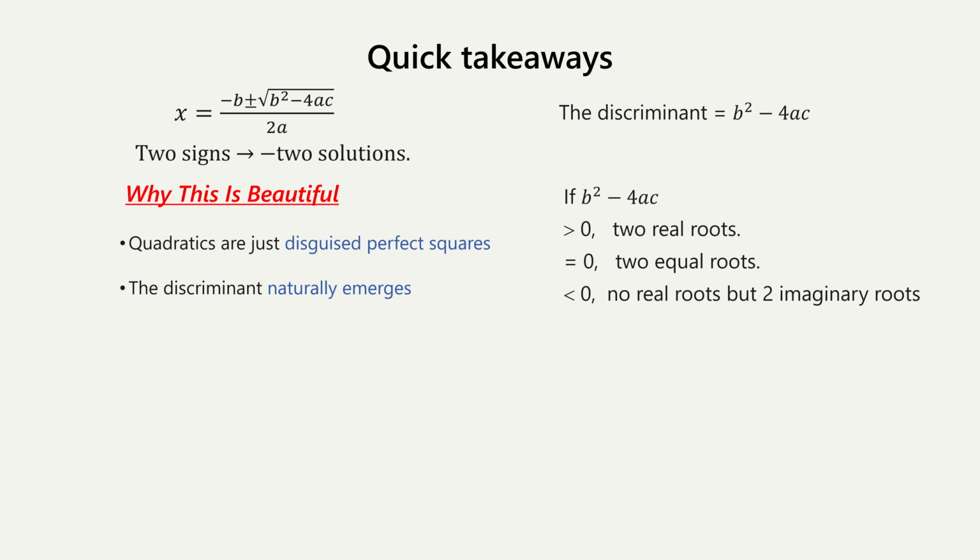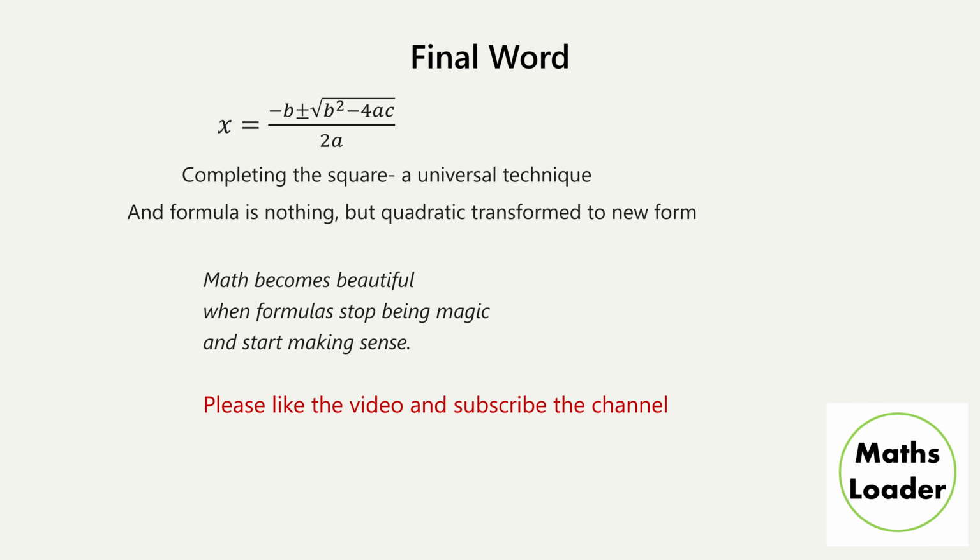So if the discriminant is positive, you get two real roots, and if it is 0, both values collapse into 1, and if it is negative, the square root becomes imaginary and you get no real roots. You get two complex roots involving imaginary numbers. And about completing the square, this technique becomes your best friend forever in calculus, physics, optimization, everywhere. Math becomes beautiful when formulas stop being magic and start making sense.